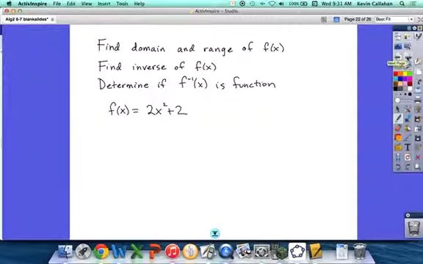Right now I'm going to do the same thing with a quadratic. Right now this is a quadratic that has been moved up 2, and it's been stretched a little bit because of that factor of 2. If I looked at the graph, it would look something like this.